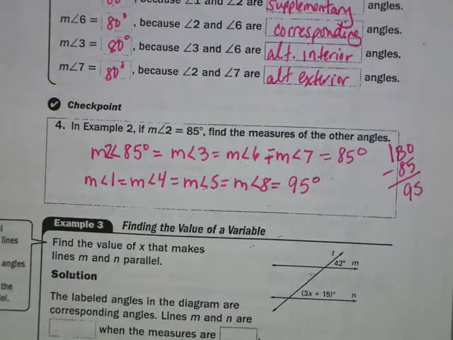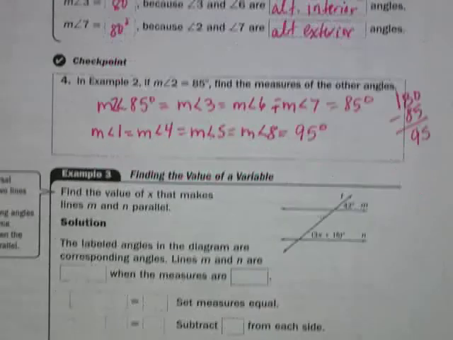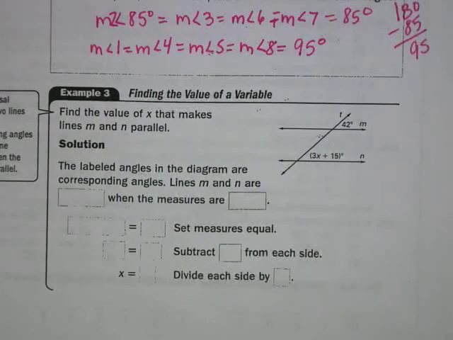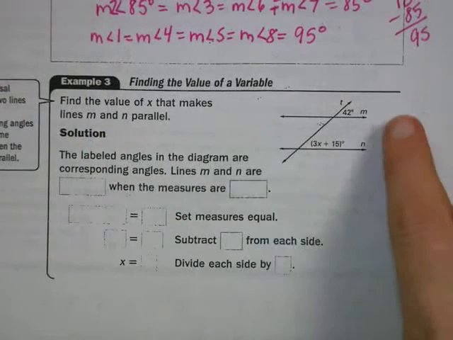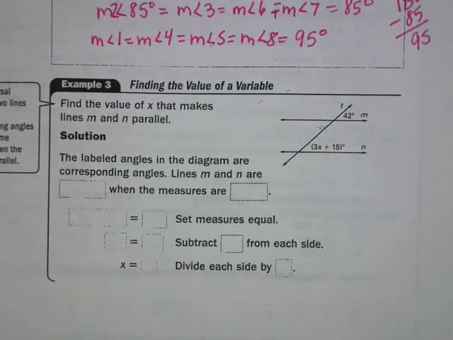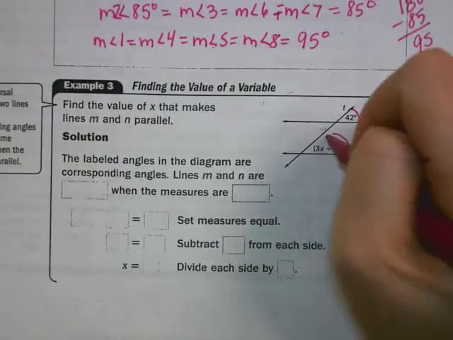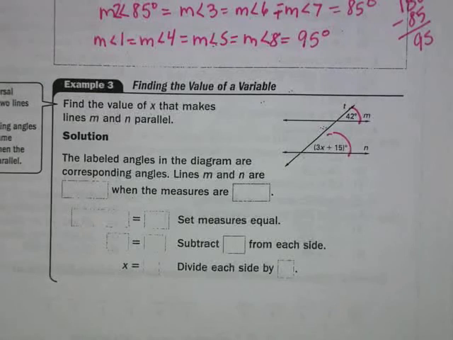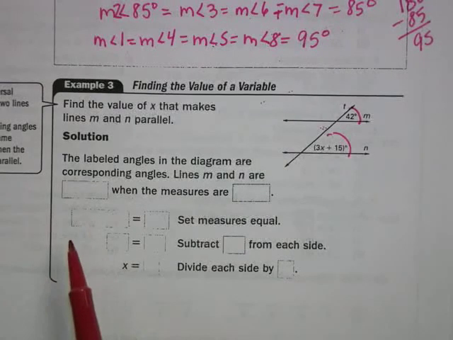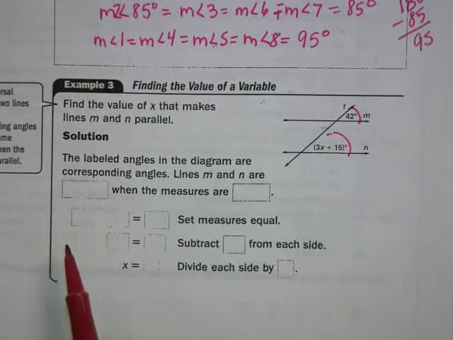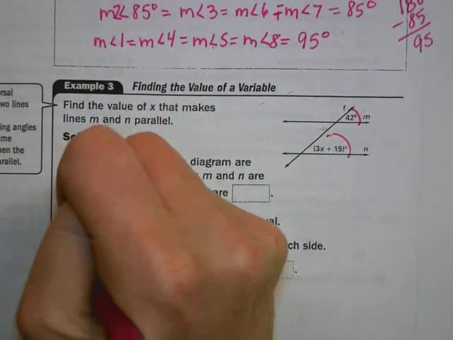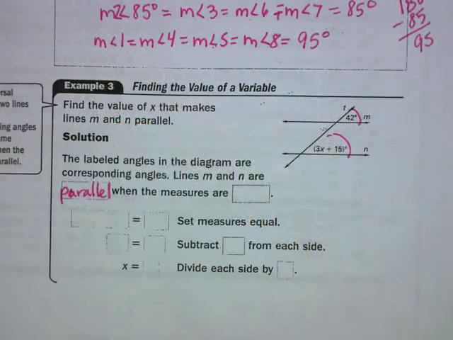Okay, so let's look down at example 3. It says finding the value of a variable. So it says find the value of x, which is right here in that expression, that makes lines M and N parallel. Well, to prove that M and N are parallel, if the transversal T cuts it and these two corresponding angles have the same measure, then we know that they're parallel lines. So let's fill in their blanks here as they're working through the solution. The labeled angles in the diagram are corresponding angles. Lines M and N are parallel when the measures are equal. That's what we had just discussed together.